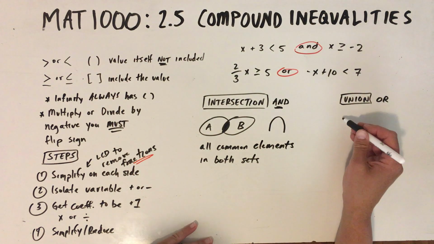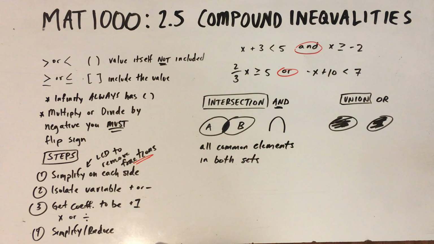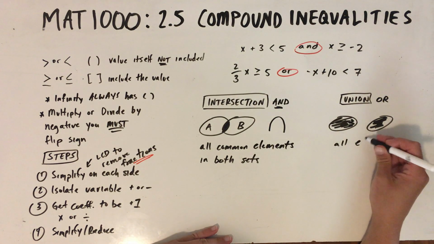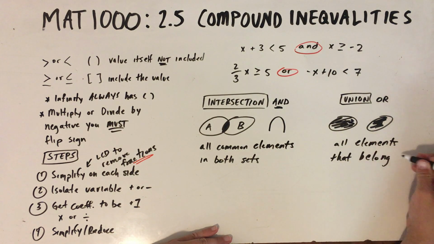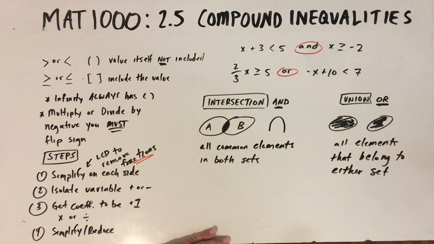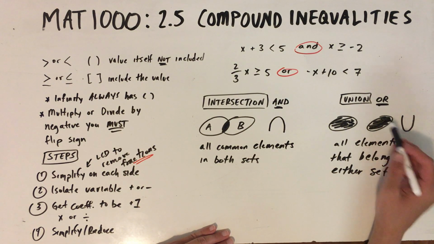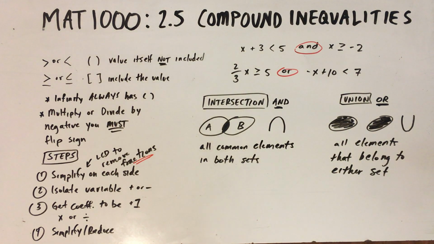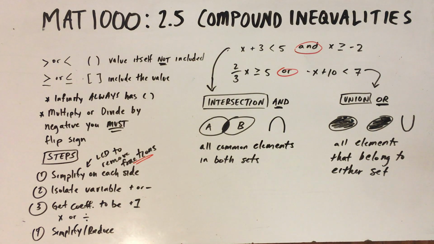Union means "or." So if you're looking at set A or set B, you're looking at everything that's in either A or B. So whatever's in both, it's all of them. Okay, so this is all of the elements that belong to either set. Again, union is the word "or," and we represent this with a U. So this would be anything that's in set B and anything that's in set A, all of that would be included in our union. Okay, so this compound inequality is an intersection, and this one would be a union. All right, so this is kind of all the background information on inequalities.